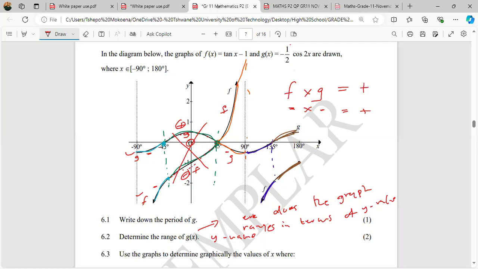The graph of F here, it's above 0, meaning it's positive. So you see, when you take F, you multiply it by G. It's positive multiplied by negative. It won't give us positive. So it is also out.